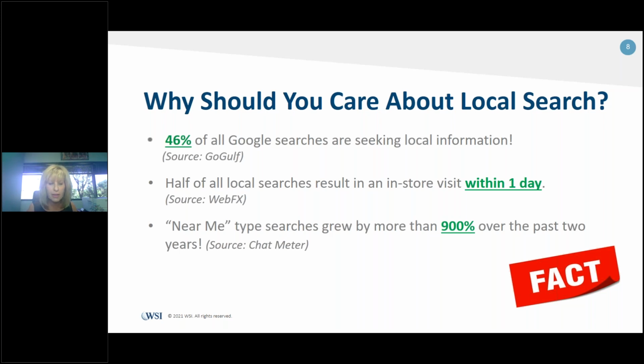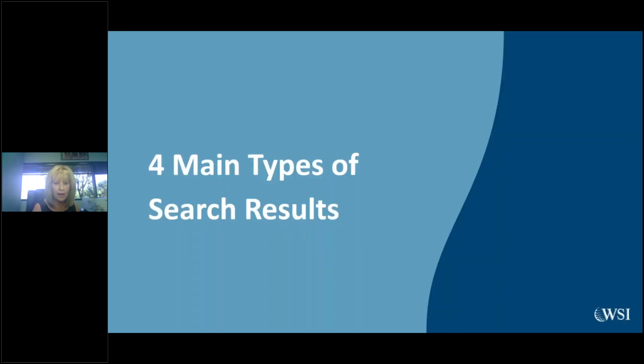You don't have to be a physical presence store. You don't have to be a retail store. You can be just providing local services, but literally half of those do result in someone visiting a store within a day. And then near me searches. So these are the type of searches where someone's putting in, McDonald's near me. So they don't necessarily have to put in the name of their city, and Google understands they're looking for whatever is closest to them at the moment. So those type of searches have grown more than 900% over 2 years. So the facts are that there's a lot of visibility and viability to focusing on your local market and what you can do online digitally.